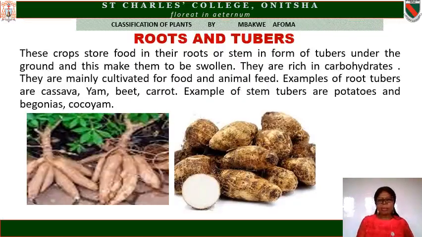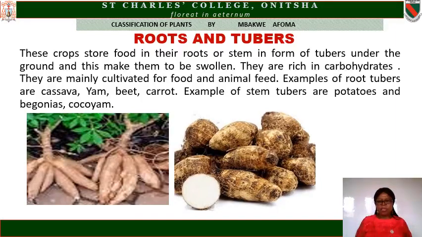We look at the roots and tubers. These crops are those that manufacture their food and store it inside their roots to become root tubers, or inside their stem to become stem tubers. The food they store make them swell, and these foods are rich in carbohydrates. We cultivate them for feeding, and some parts of them, like their peels, are used in feeding animals.